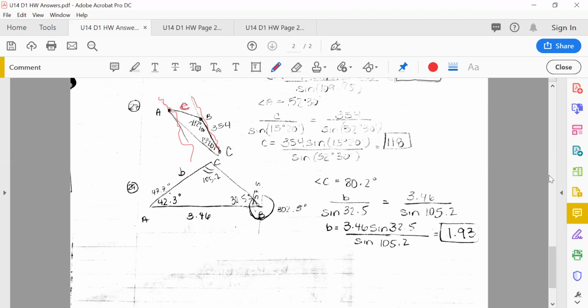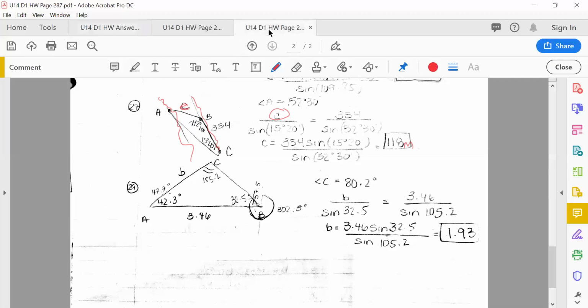So we could say that side C divided by the sine of 15 degrees 20 minutes equals 354, what is known, divided by the sine of 52 degrees and 30 minutes. Then you find side C using the law of sines, and you find that side C is 118 meters, I believe it was. Make sure you write meters, units, for word problems.